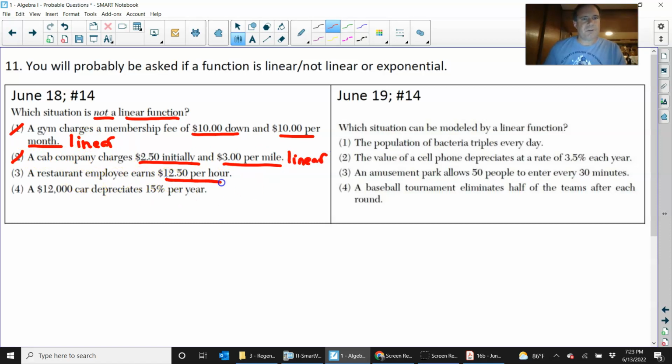A restaurant employee earns $12.50 per hour. The first hour, $12.50. The second hour, $12.50. Third hour, it's not changing. That's out. Linear.